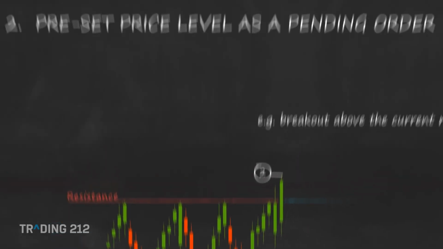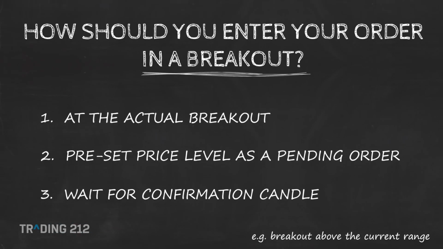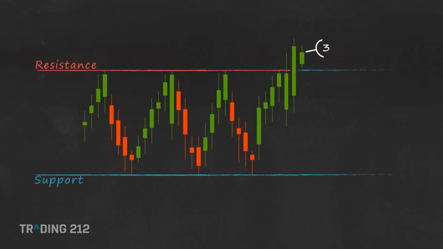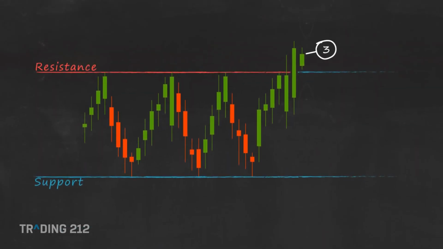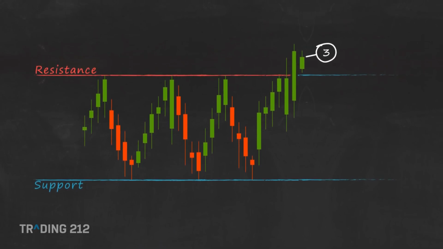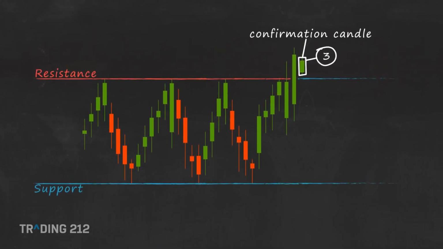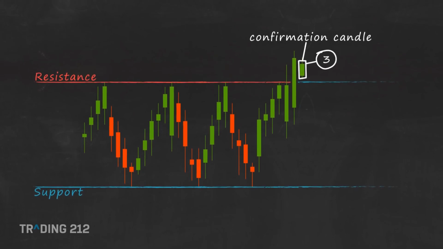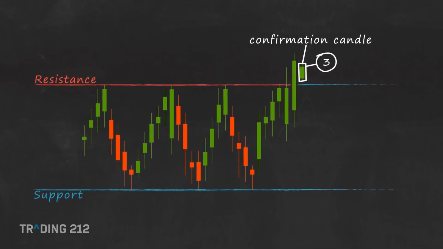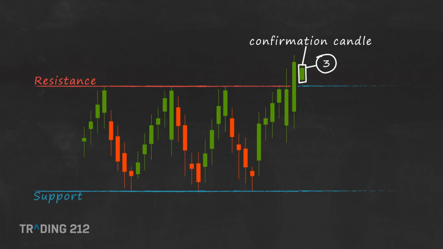The third entry is to wait for the candle on the time frame you've selected to close above the range, reaching a new high and in this way confirming the breakout. We suggest that you exercise patience in order to confirm the breakout. Having the candle close above the range is one of the strongest possible signals for a continued upward movement.